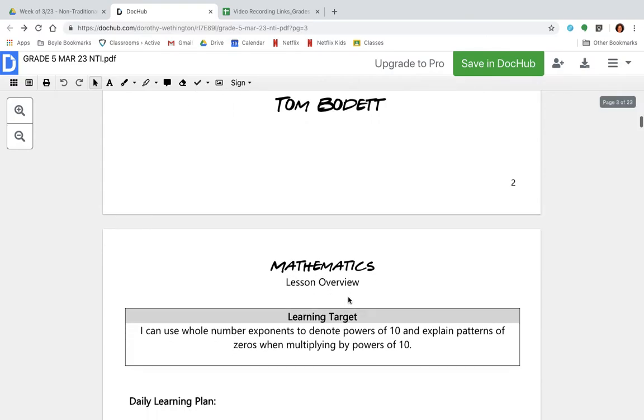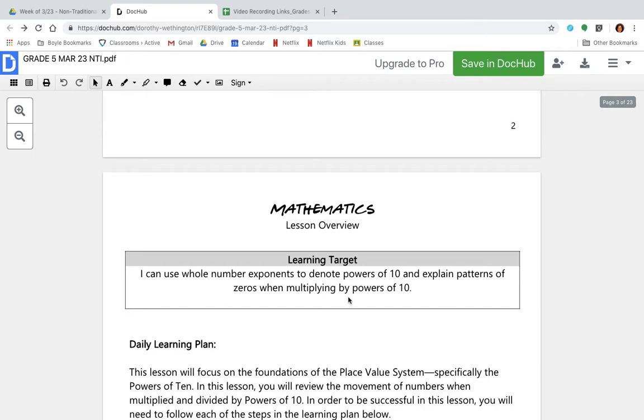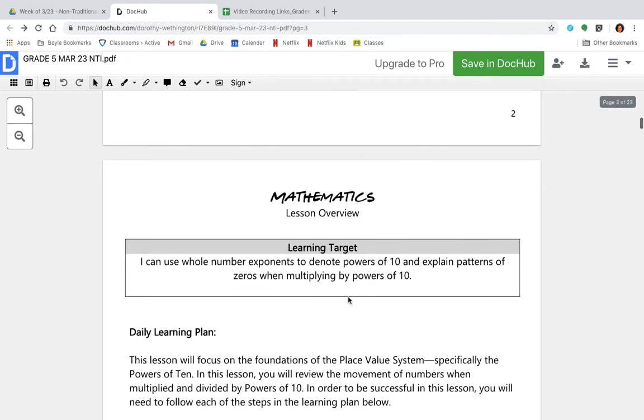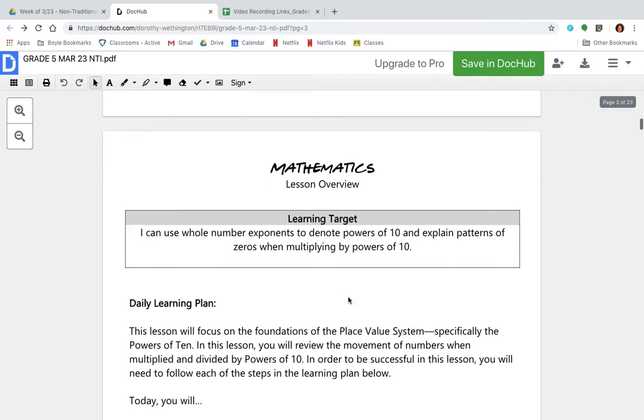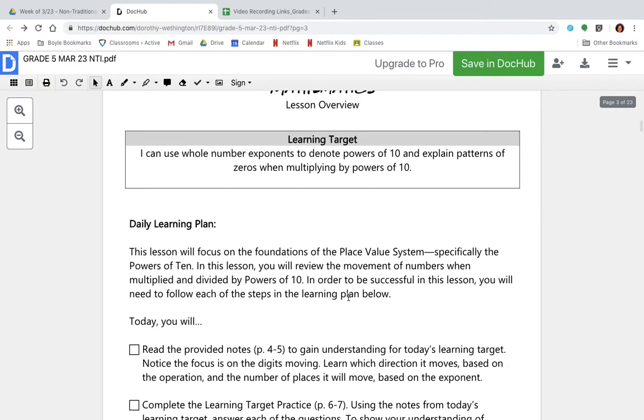Mathematics, Lesson Overview. Learning Target. I can use whole number exponents to denote powers of 10 and explain patterns of zeros when multiplying by powers of 10. The Daily Learning Plan. This lesson will focus on the foundations of the place value system, specifically the powers of 10. In this lesson, you will review the movement of numbers when multiplied and divided by powers of 10.